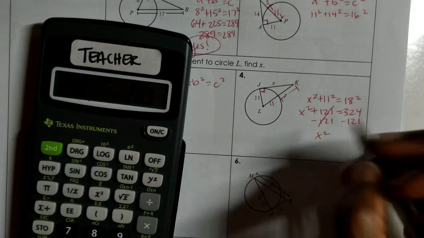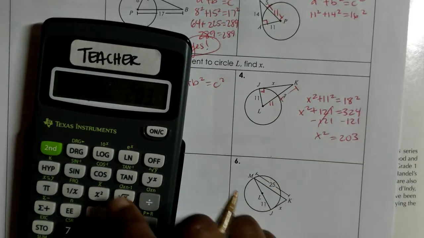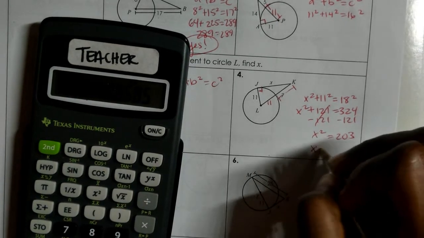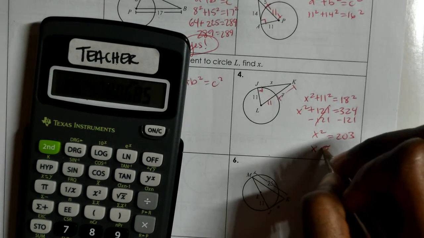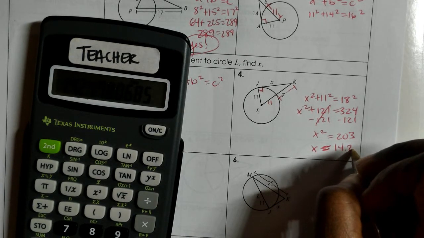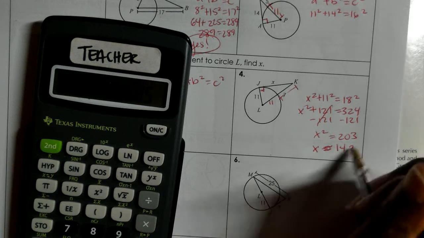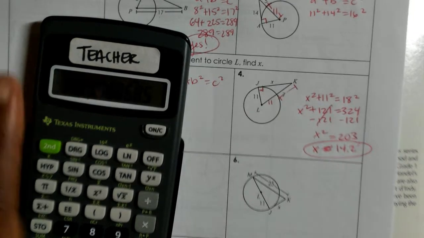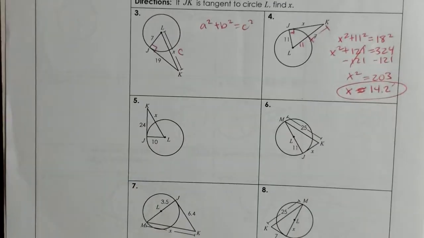Okay, so that's 203. And when we get x, it's approximately 14.2. Okay. So that's the length of this side. Okay, so a bunch of Pythagorean theorem ones.